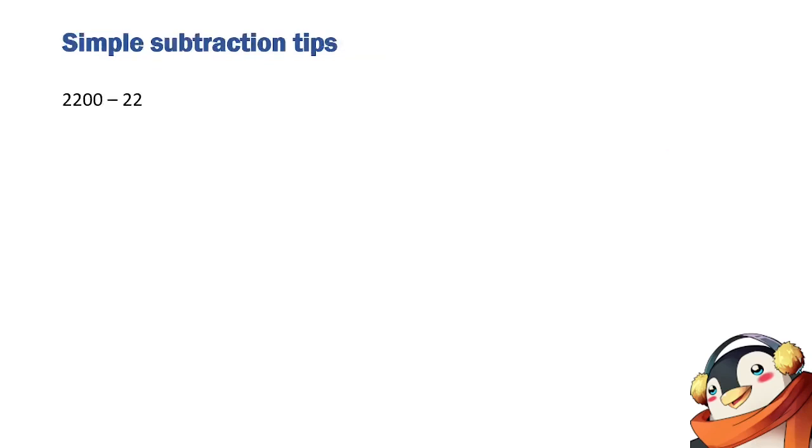Okay, before we proceed further, let's look at some simple math shortcuts. You have 2,200 minus 22 here. So how do you solve this problem? Actually, there's a fast way to solve this problem, but let me show you the long method first. Of course, if you don't know the tricks, what you will do is you have 2,200 minus 22.